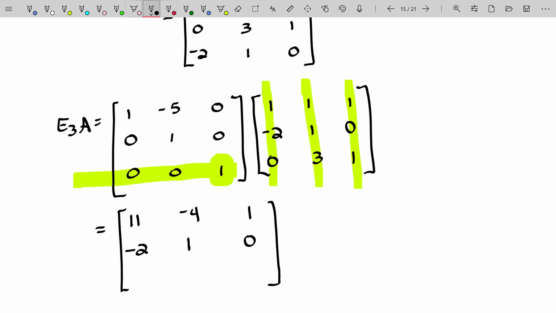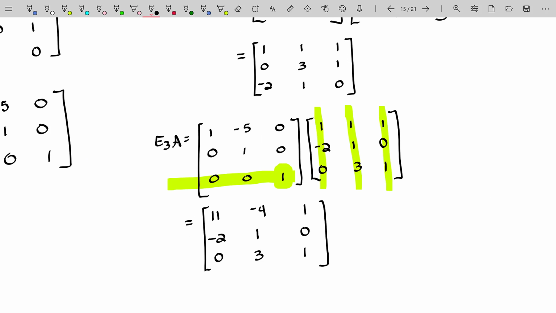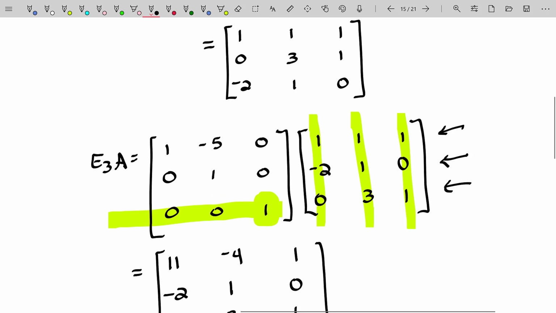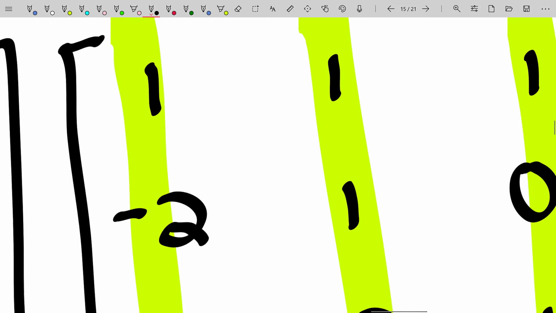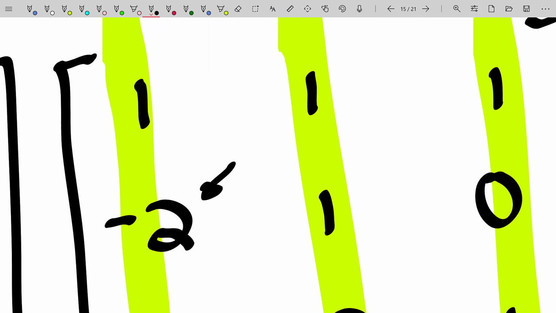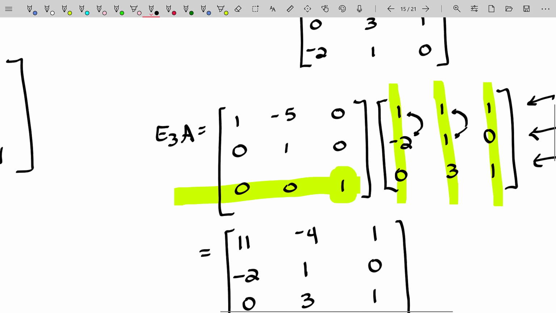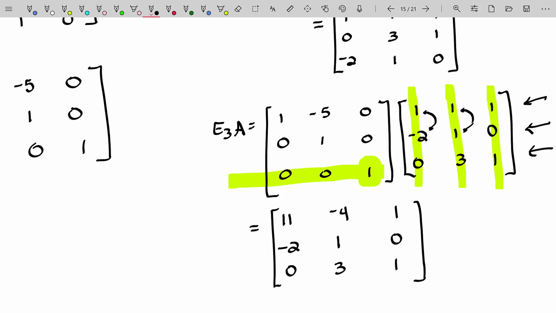So if you look at column 1, column 2, and column 3, it's only going to keep the 0, 3, and 1. And if you look at this result, it looks very, very close to the matrix A, except that very first row. And that very first row is different because we have taken negative 5 times the second row and added it to the first. Negative 5 times negative 2 is 10, plus 1 is 11. Negative 5 times 1 is negative 5, plus 1 is negative 4, and negative 5 times 0 plus 1 is 1. 11, negative 4, 1. So there you go. You can see it actually does work out.